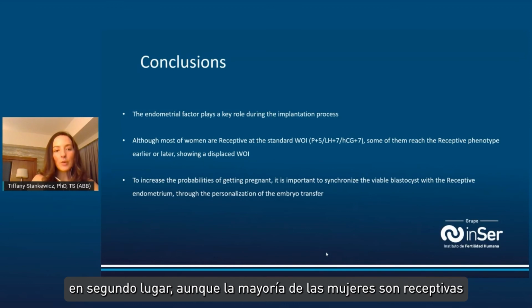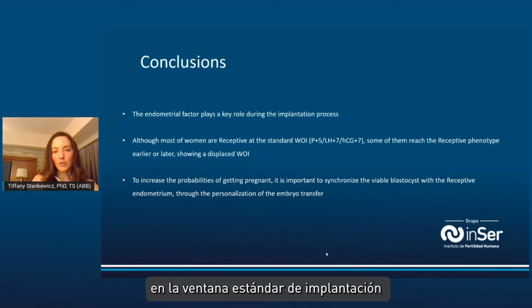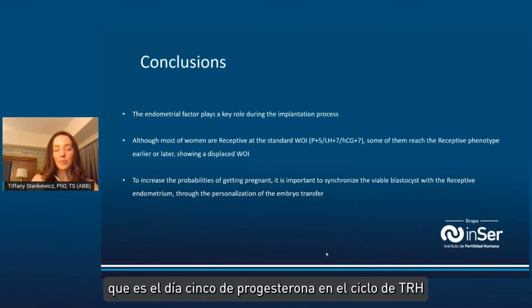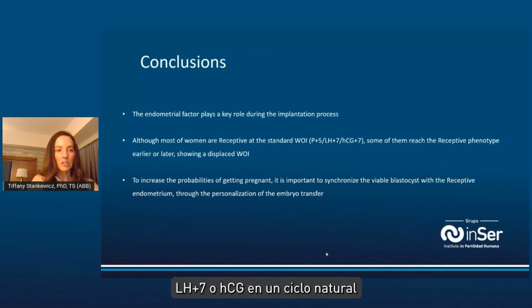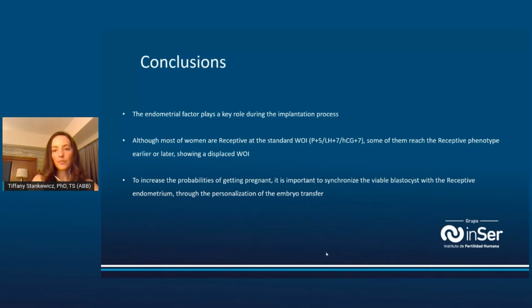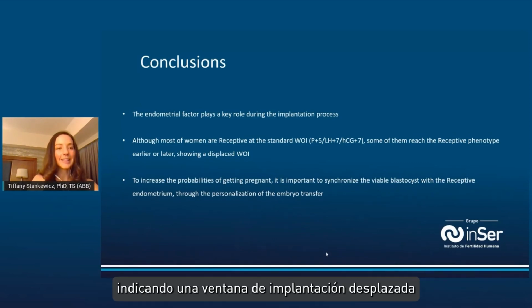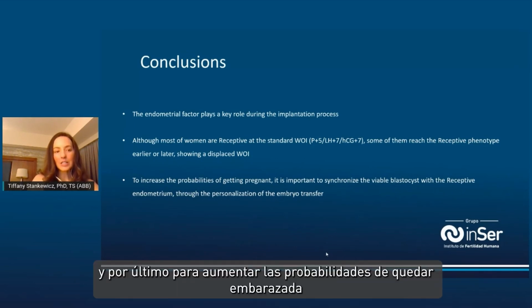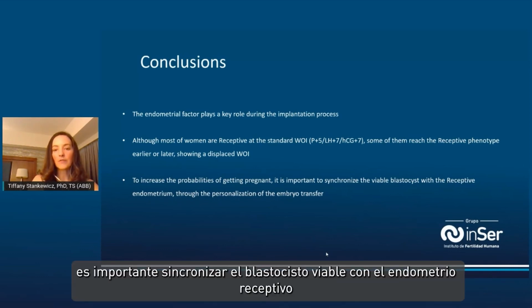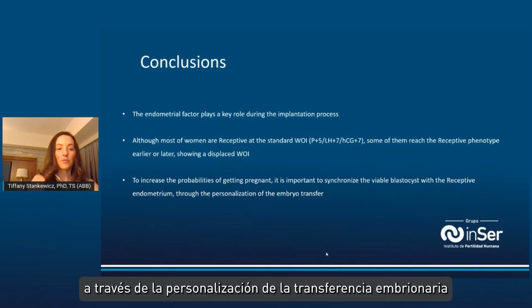Secondly, although most women are receptive at the standard window of implantation, i.e. progesterone day 5 in an HRT cycle, or LH+7 or HCG in a natural cycle, some of them reach receptive phenotype earlier or later, indicating a displaced window of implantation. And then lastly, to increase the probabilities of getting pregnant, it is important to synchronize the viable blastocyst with the receptive endometrium through the personalization of the embryo transfer.